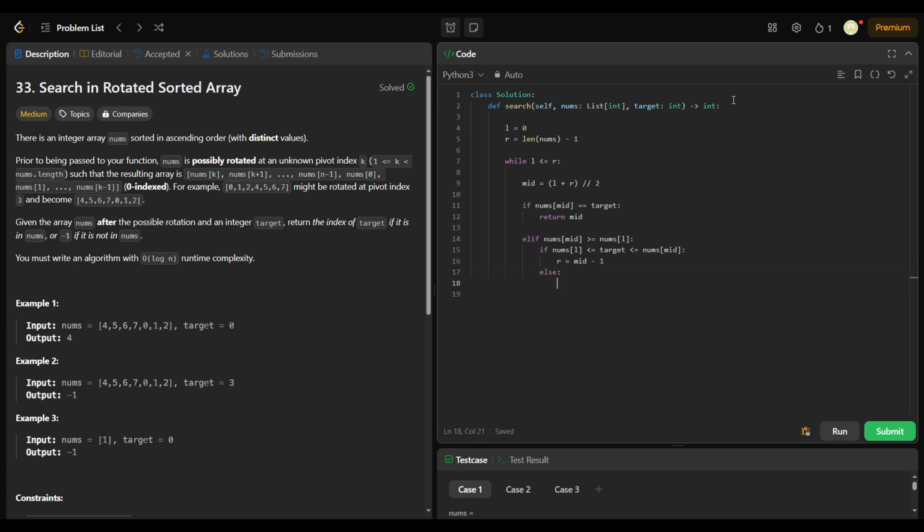So we do R is equal to mid minus 1. Else, in this else statement is basically where target exists outside of that boundary. So we know that we can just move the left pointer over because that boundary doesn't matter at that point. So we would say L is equal to mid plus 1, right?